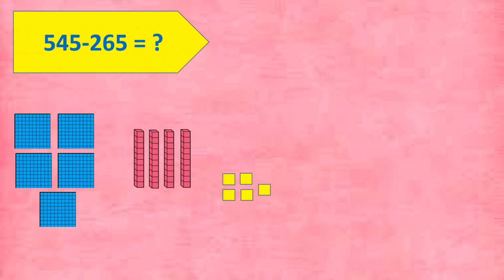Let us subtract 545 minus 265. Here, 545 means 5 hundreds, 4 tens, and 5 units. We have to subtract 265 from that. Remember the line in the poem? When numbers the same, zero's the game. So when we minus 5 from 5, our answer is 0.